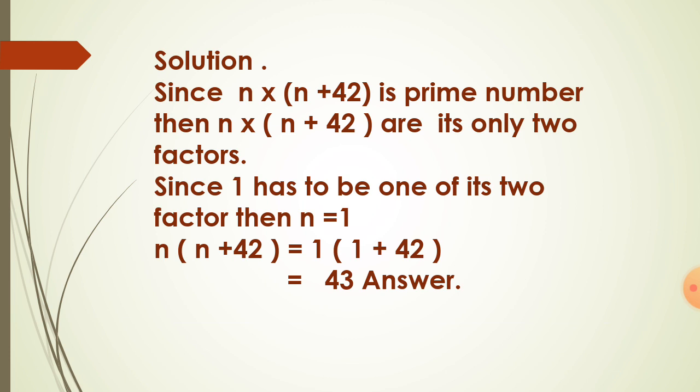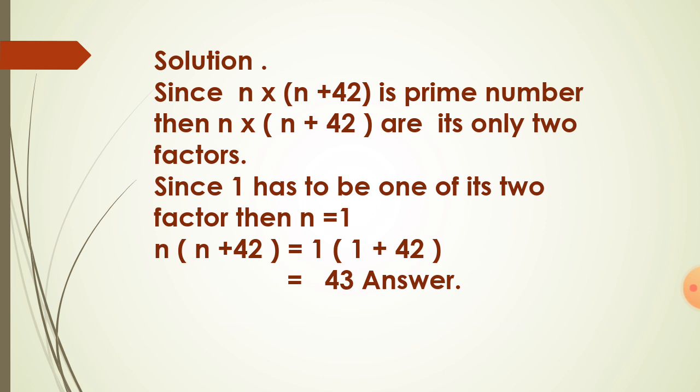How to solve it? Since n into (n plus 42) is a prime number, and you know that a prime number has only two factors, 1 and its own number, like in the question before it was 37, so over here it is 42. Since 1 has to be one of its two factors, then n is equal to 1.